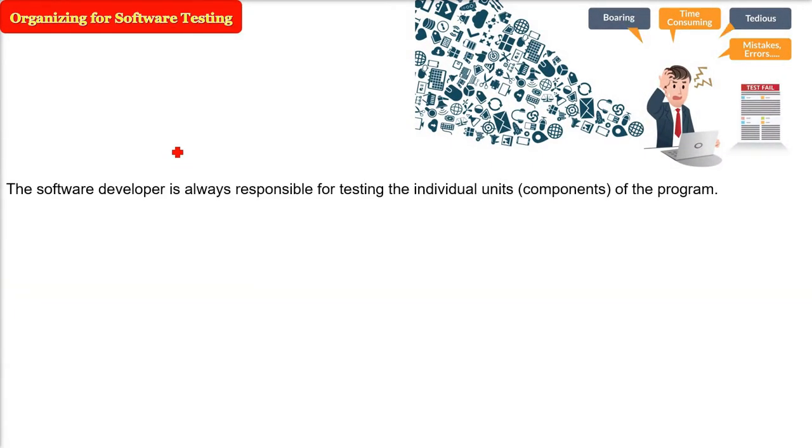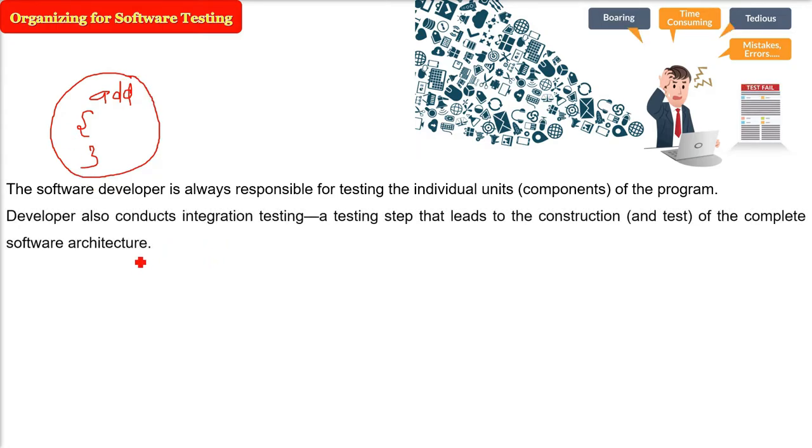Organizing for software testing. The software developer is always responsible for the basic level testing, the individual code testing, the component testing. For example, he has made a function, say add. He has made certain classes. Now this basic level testing will be done by the developer only, the software team or the development team.